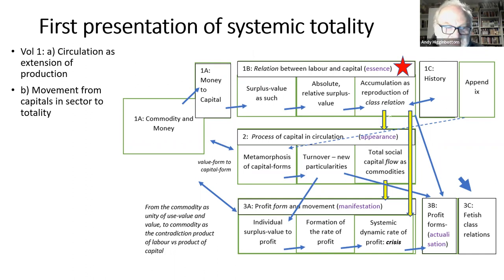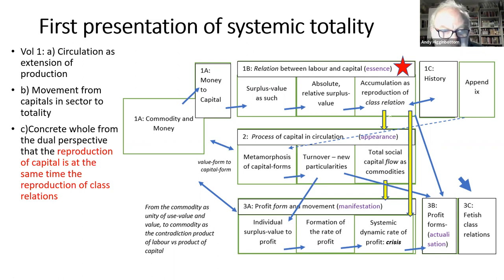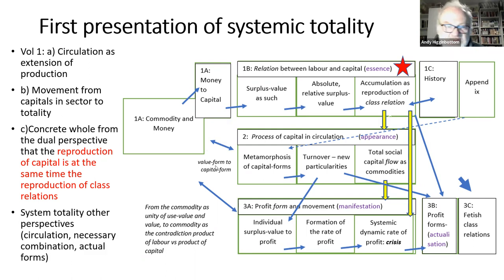Now, what Marx is doing in relation to volume one is he's looking at this from the point of view of production. He's moving from the focus of his analysis being an individual capital to being a totality, the entirety of the class relation, the capitalist class, the working class, okay? And as I already said, he's looking at this from the point of view of social reproduction as well as an economic question, right?